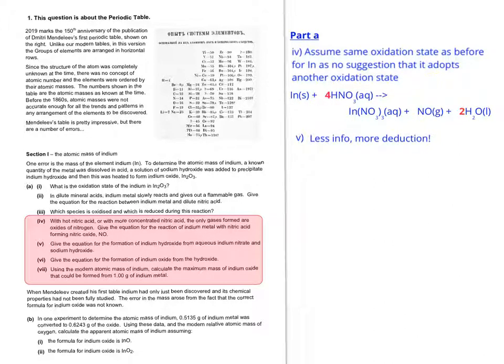So in part V, it says, give the equation for the formation of indium hydroxide from aqueous indium nitrate and sodium hydroxide. So there's a little bit less information this time, so a bit more thinking needed. So again, leaving space for balancing numbers. So maintaining the same oxidation state, we know that we get indium 3 hydroxide, so 3 sodium hydroxides needed, and also 3 sodium nitrates produced as the side product.